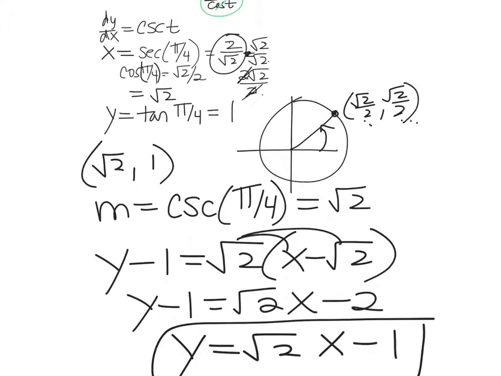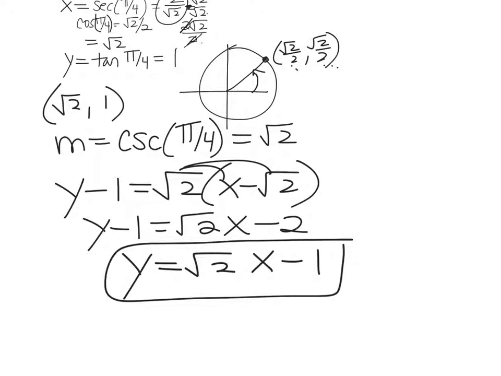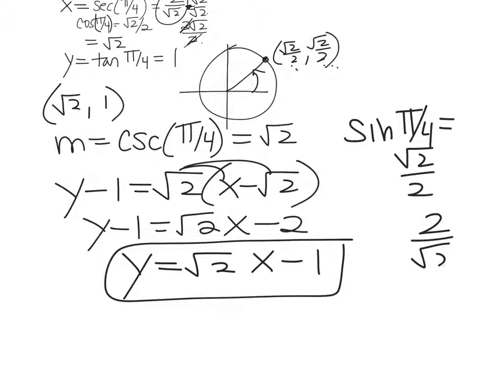Cosecant of pi over 4? Sure. So what is sine of pi over 4? Sine of pi over 4 is rad 2 over 2. Cosecant is going to be the reciprocal, and we already did the reciprocal for that. It's the same thing.